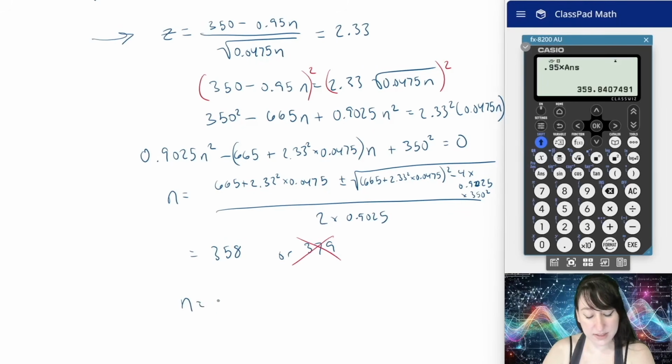So the answer is 358 tickets. That's the maximum they can sell, so that they'd have a 1% chance or less of more than 350 passengers actually showing up for their flights.